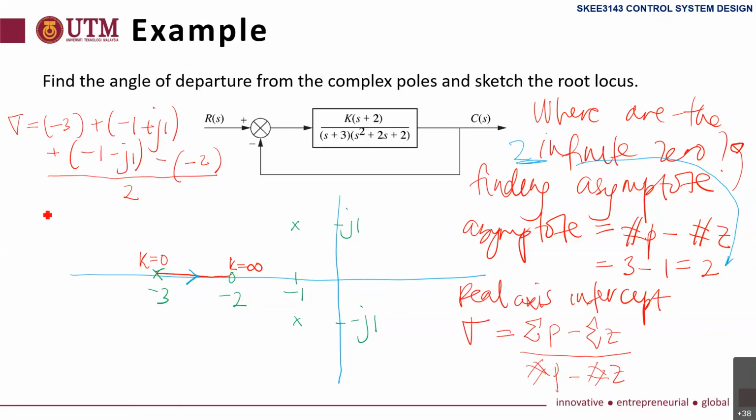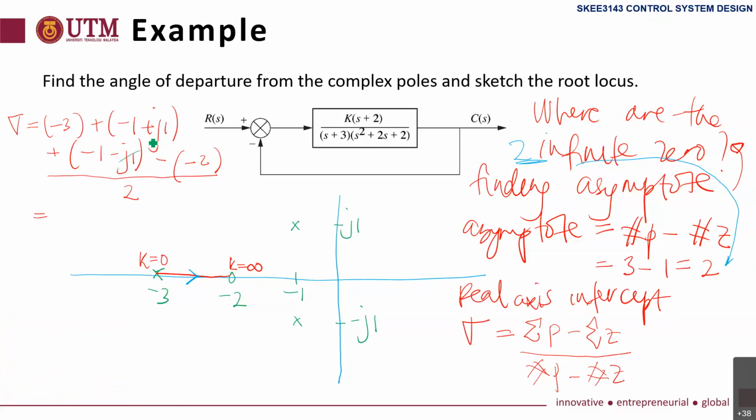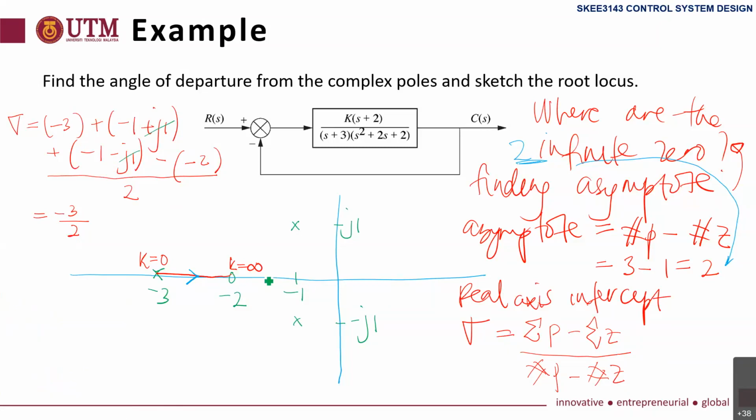So here we get minus 3. We can see that the ones with the j will cancel out, plus minus. So minus 3, minus 1, minus 1, so minus 5, plus 2, minus 3 over 2, minus 1.5. So 1.5 negative is here.